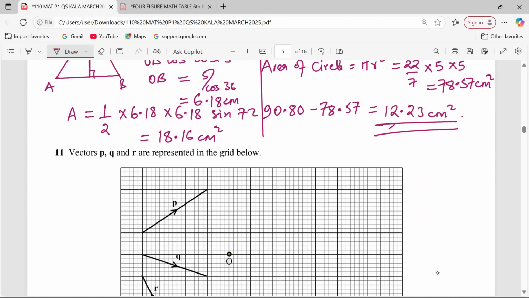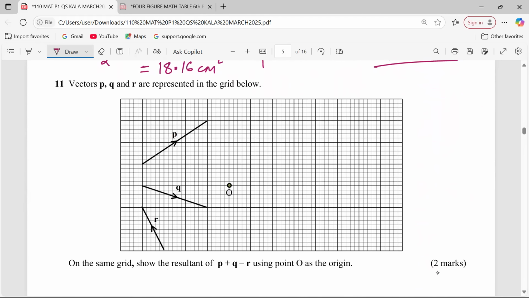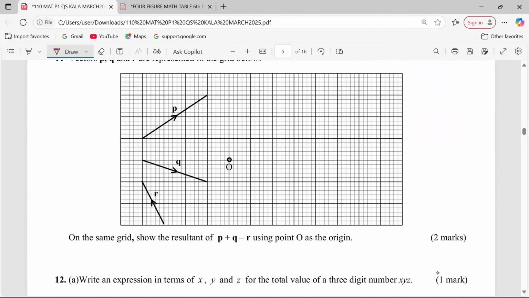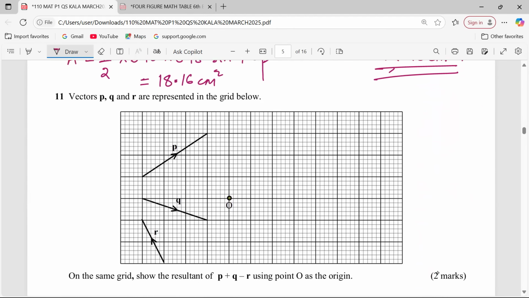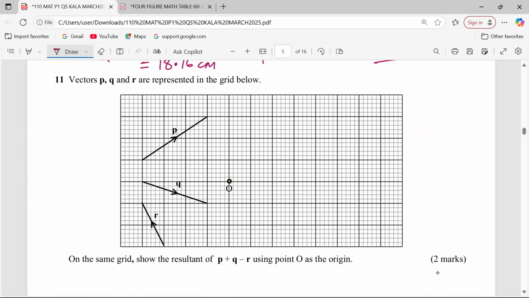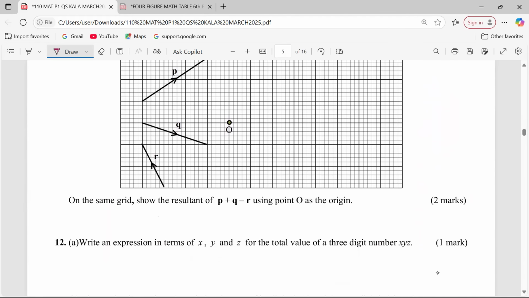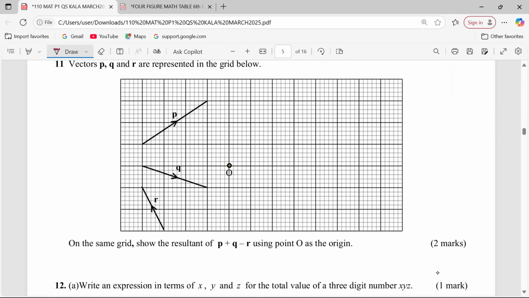All right. At number 11 now, again, graphical work. Look at what we are being told. We are told that vectors P, Q, R are represented in the grid below. We have vector P, Q, and R, as you can see them. On the same grid, show the resultant vector P plus Q minus R using point O as the origin. So we can already see point O.